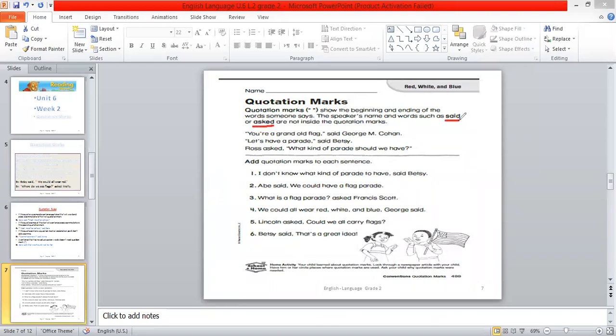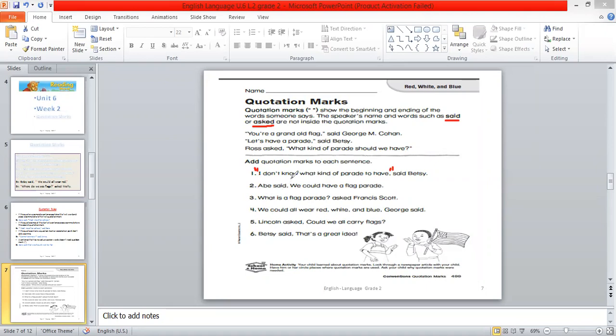When we find these two words, we are going to put the quotation marks before or after, related to the rules that I explained before. I don't know what kind of parrot to have, said Betsy. So now, where should I put the quotation mark? Yes, here and here, because it is the start of the sentence and you have to capitalize the first letter. Yes, and here after the comma.